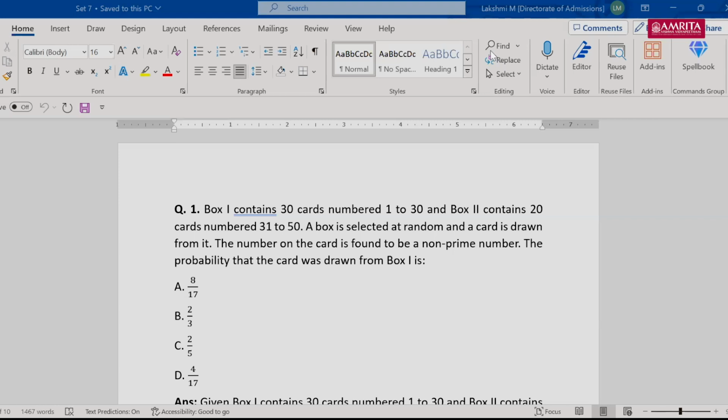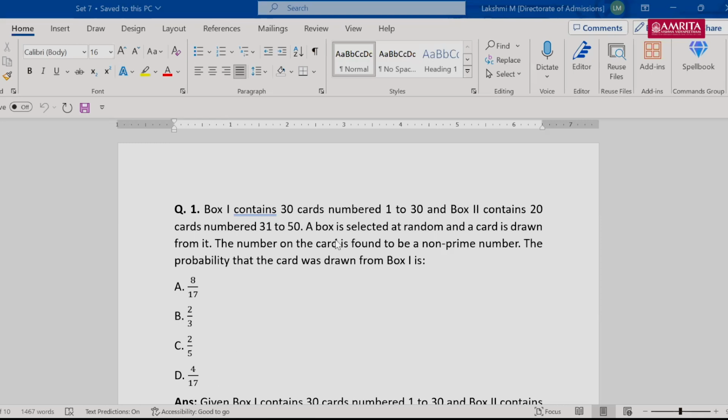I think I got an answer, 4 by, okay. It's 2 by 5, 4 by 17, 8 by 17. I got three options. To everyone who has completed the question, just redo it. Is it 2 by 5, 8 by 17 or 4 by 17? Options are 8 by 17, 2 by 3, 2 by 5, 4 by 17.